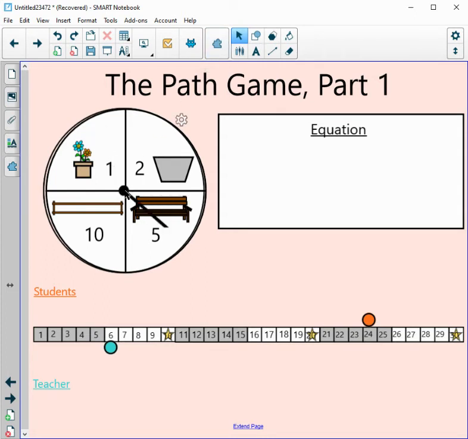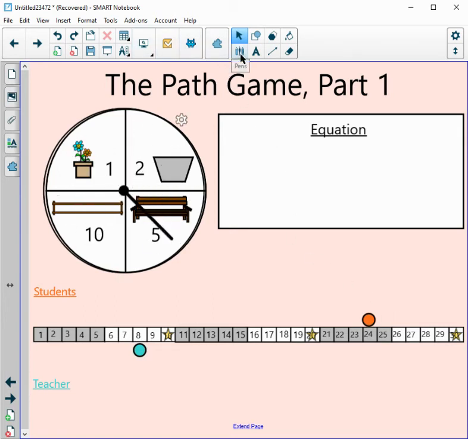Let's do our teacher spin. 2. What is 6 plus 2 more? Could I look at this pathway and see that answer really quickly? Yes, I could just jump 2. 1, 2. So 6, 7, 8. We counted on. Good job. My student spin. Let's see if we can get there.